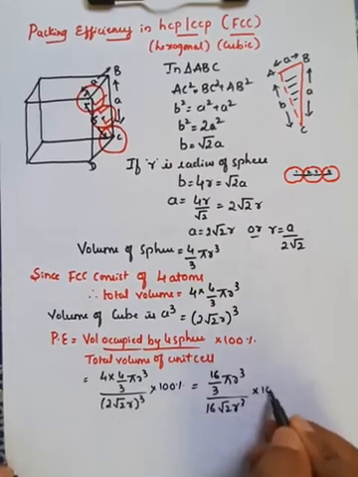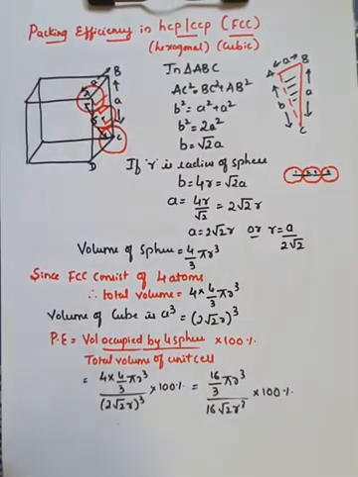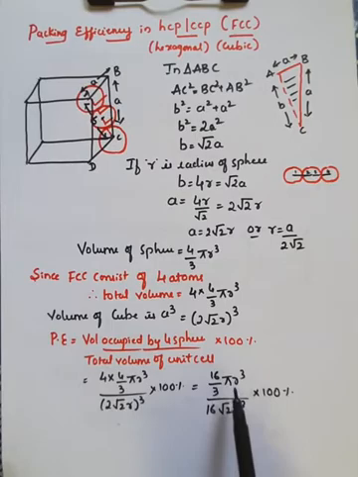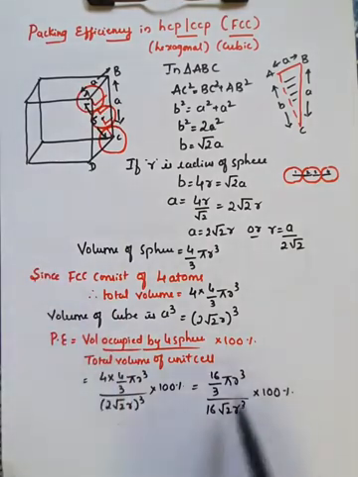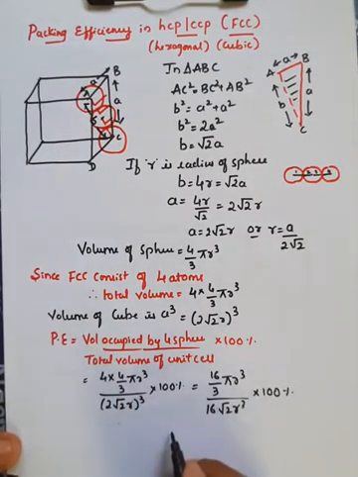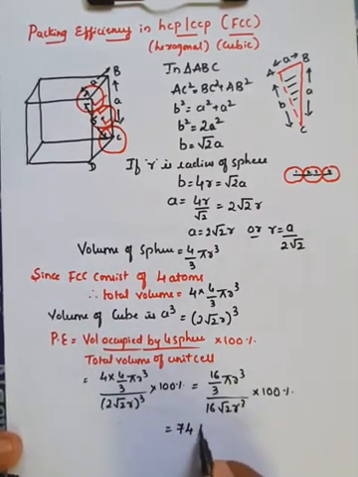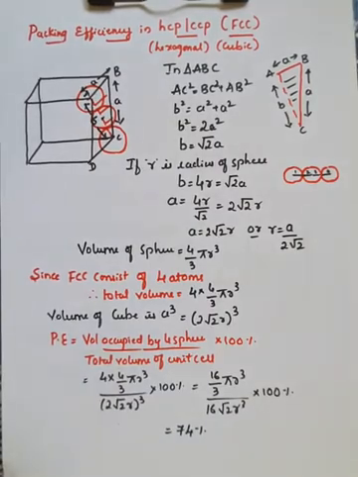Then you multiply by 100%. If you substitute the value of pi and the exact value of radius and calculate, the overall value you will get is 74%. So that is the packing efficiency in case of HCP or CCP.